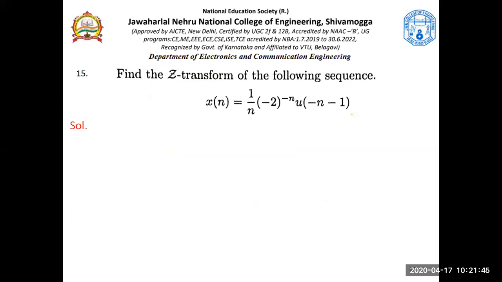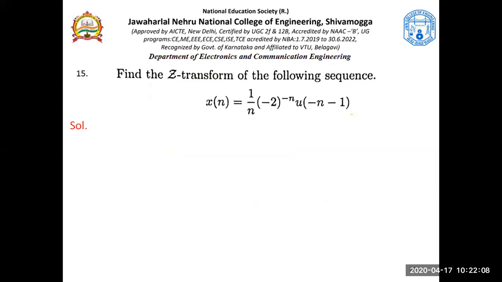Find the z transform of the following sequence. Now, observe this very carefully. Is this a standard transform? That is the question. The hint is that 1 by n is there in x of n.